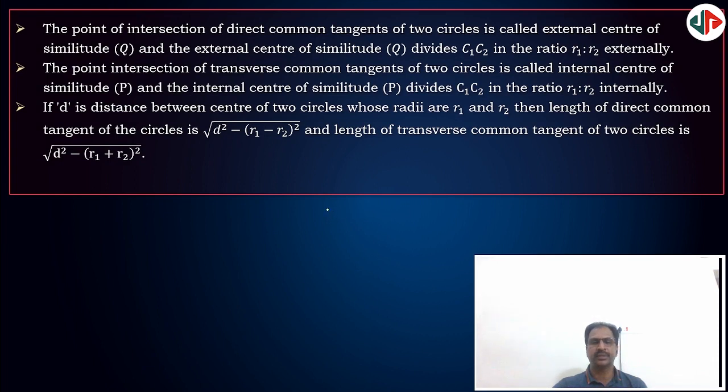Next, centers of similitude. Look here. This is a direct common tangent. This is also a direct common tangent. The point of intersection of direct common tangents is known as the external center of similitude, and it is a point which divides the line joining centers in the ratio R1 is to R2 externally. Q is a point which divides the line joining centers in the ratio R1 is to R2 externally.